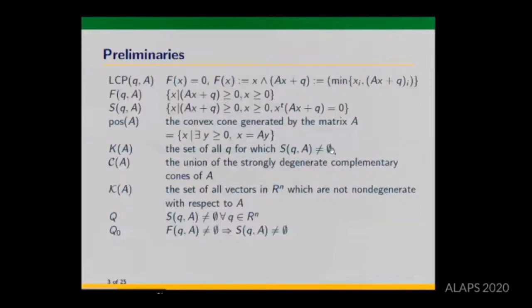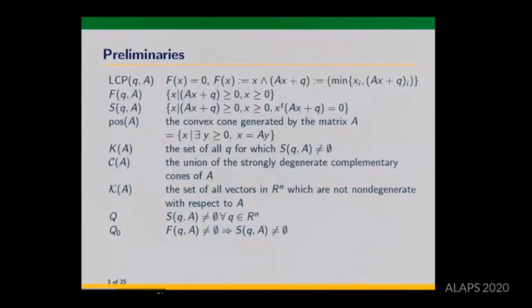I will make use of the term pos A, the convex cone generated by the matrix A. That is basically the set of all x such that x is equal to Ay with y greater than or equal to 0. K is the set of all q for which SQA is not equal to phi, that is, the solution set is non-empty. And CA is the union of strongly degenerate complementary cones of A, and K is the set of all vectors in Rn which are non-degenerate with respect to A.